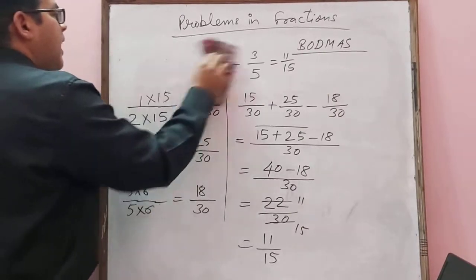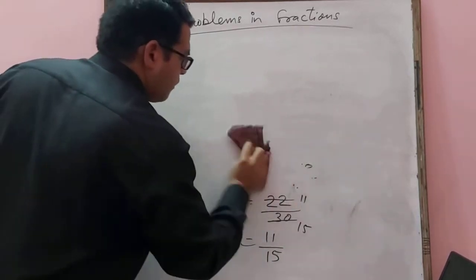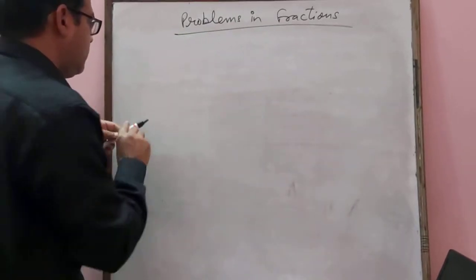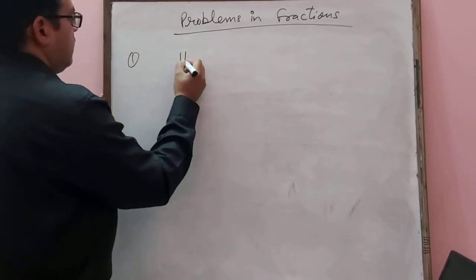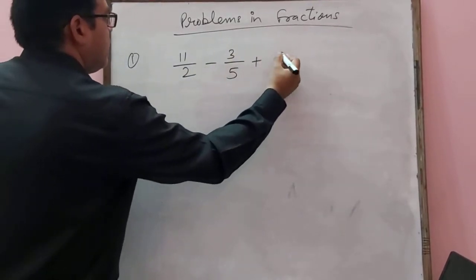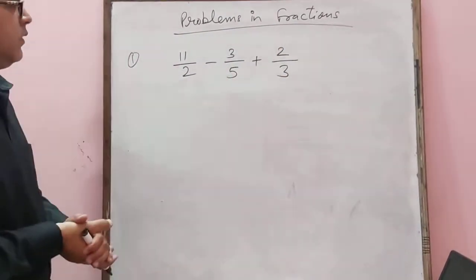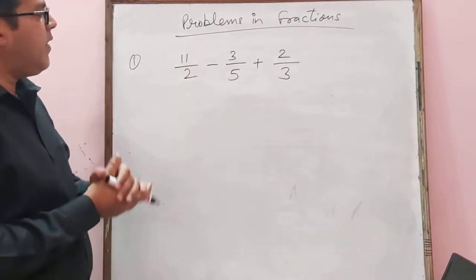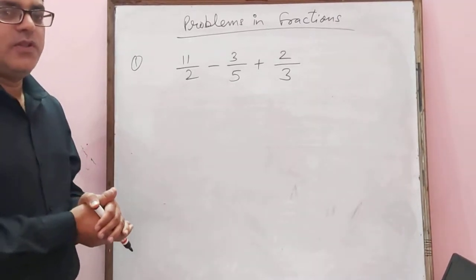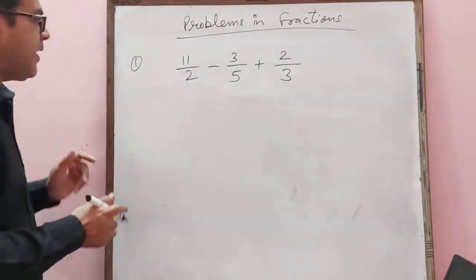One more example I am taking here: 1 by 2 minus 3 by 5 plus 2 by 3. We have to solve this expression now. So the rule is we have to make their denominators the same first, after taking their LCM.